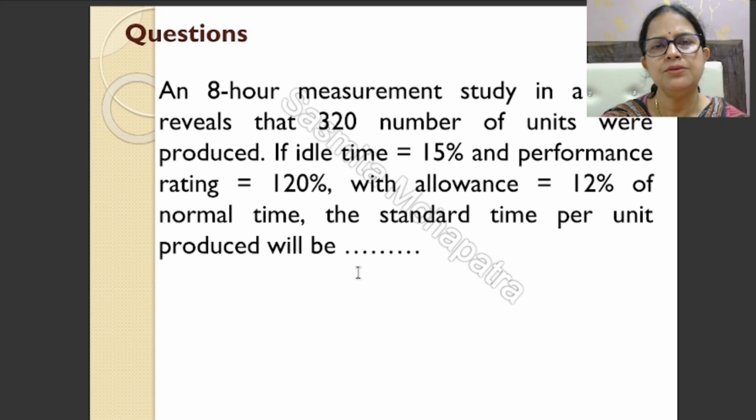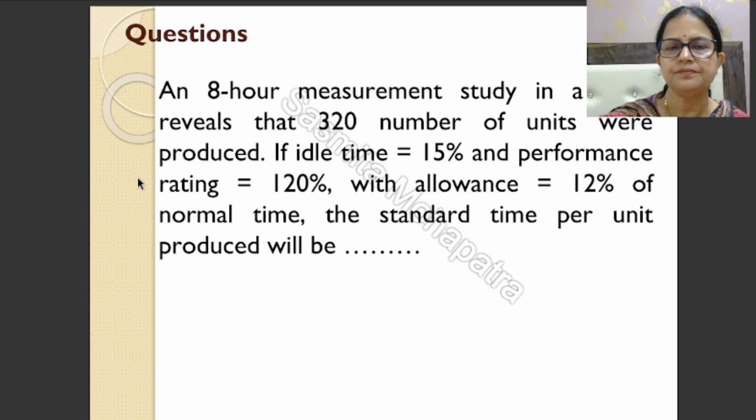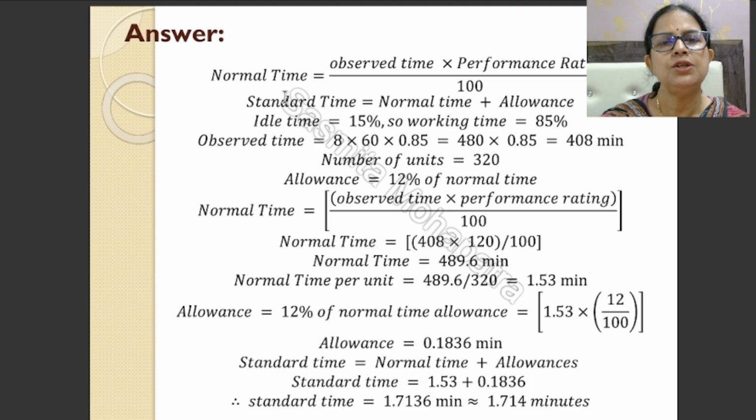So we are producing 320 units. But the idle time is 15%, and the performance rating is 120% with allowance 12% of normal time. So we need to calculate the standard time. As we have already discussed, first we need to calculate the normal time, then the standard time. Normal time equals observed time into performance rating. Standard time equals normal time plus allowance.